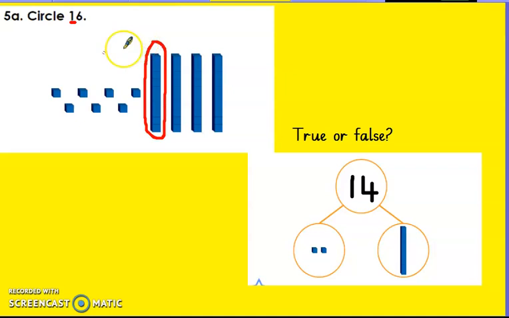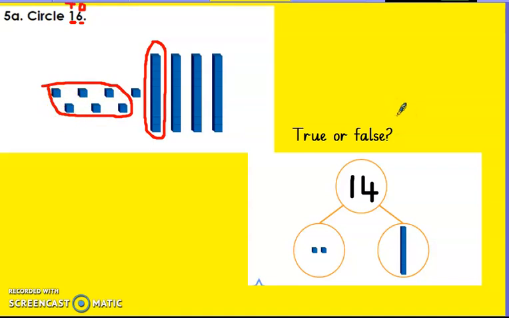Okay. And I need to have 6 1s in my number, because this tells me how many 10s, and this tells me how many 1s. So 6 1s. 1, 2, 3, 4, 5, 6. So it's nearly all of them. And I've circled 16 there. I've got 1 10 and 6 1s. 10, 11, 12, 13, 14, 15, 16.